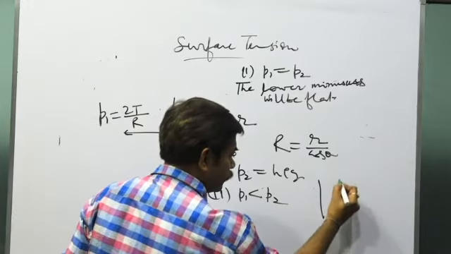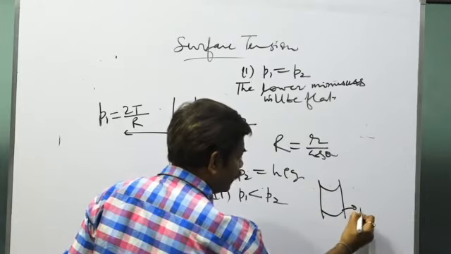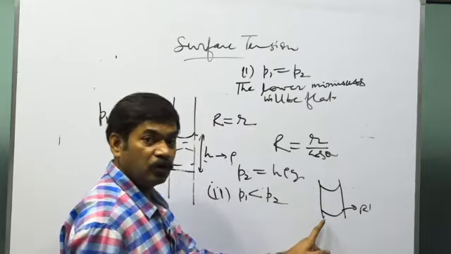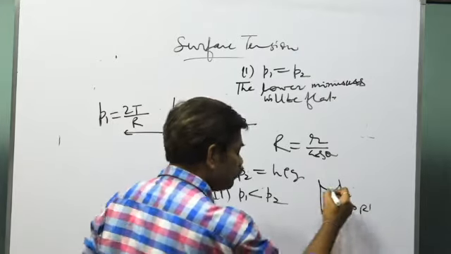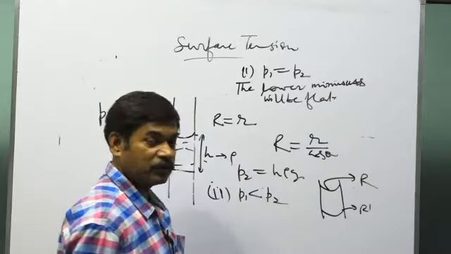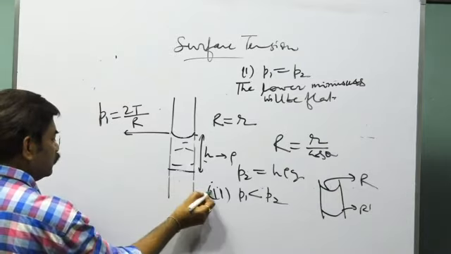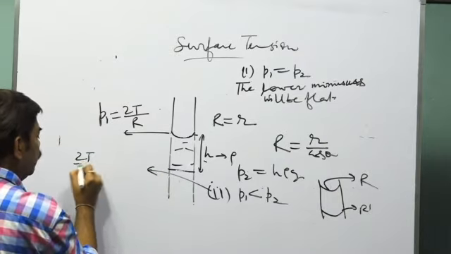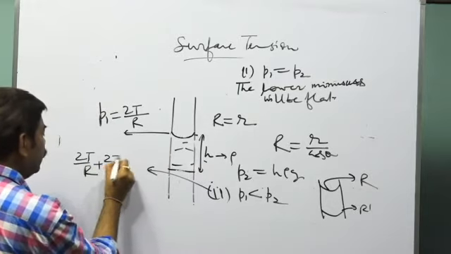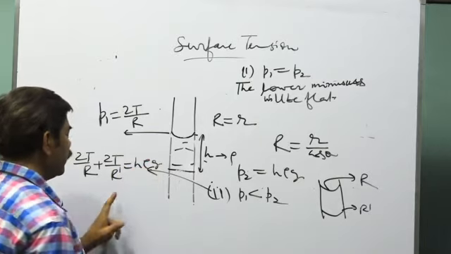See, this is the upper meniscus. In the lower meniscus its radius is R dash. Now the pressure difference generated from here is what? 2T by R dash, and this will remain R, as given by this equation. So now the pressure difference generated from the upper side will be 2T by R, and the pressure difference generated from the lower side will be 2T by R dash. That will be equal to H rho G, and you can get the value of R dash.